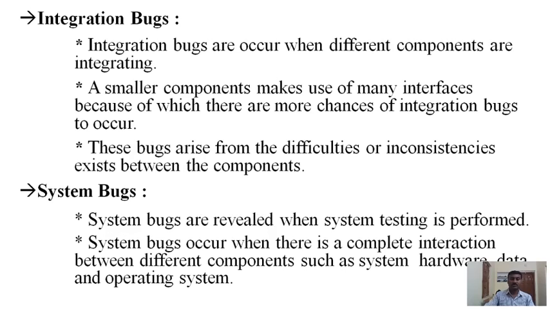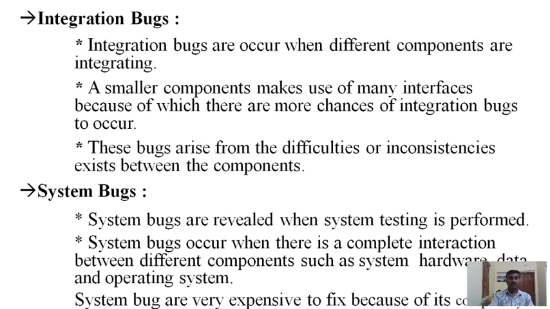System bugs occur when there is a complete integration between different components such as system, hardware, data and operating systems. So system bugs can occur with the complete integration between different components. If all the components are integrated and you test, then system bugs may arise.